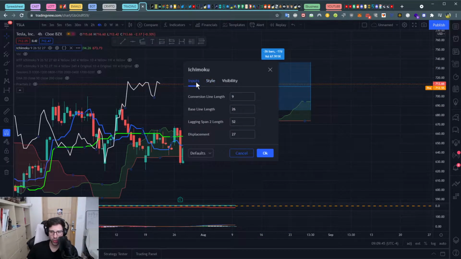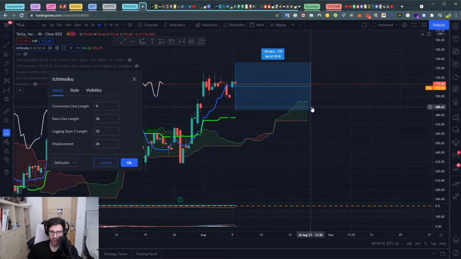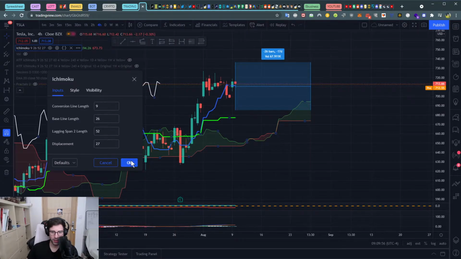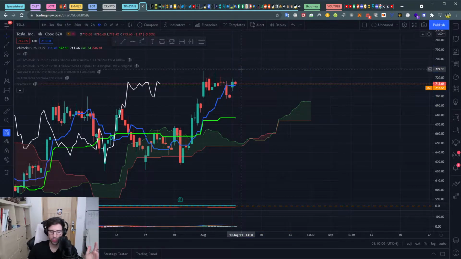So you always go to your input here, and for displacement, you have to put it at 27. If you put it at 26, something is going to be wrong. We're going to have only 25 bars. So you need to put it at 27. It's just something you need to know. If you don't understand why, don't bother, just put it.